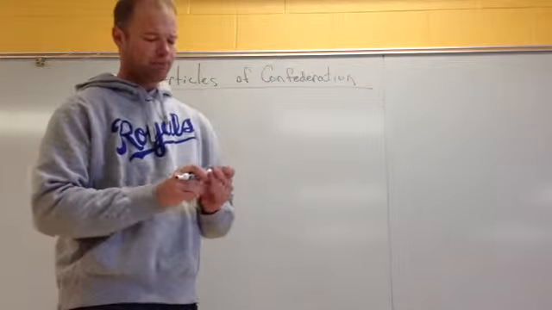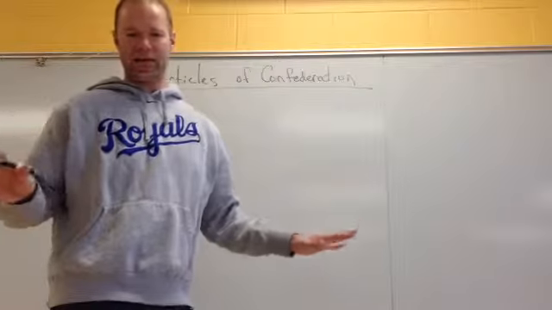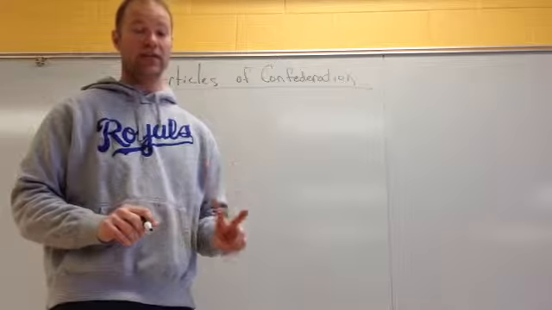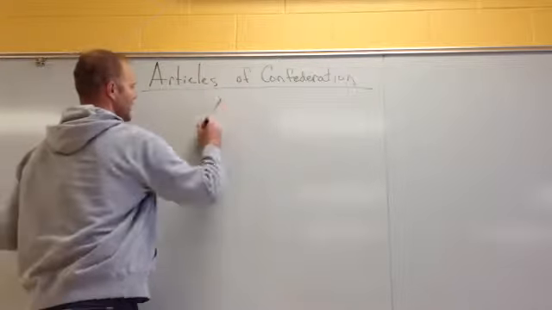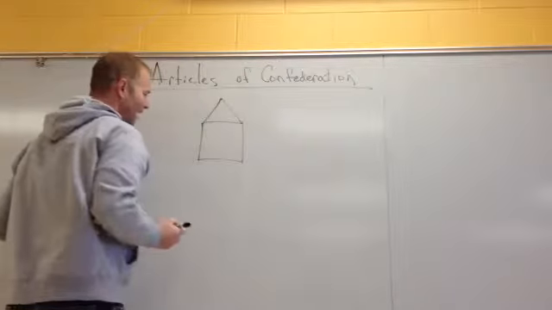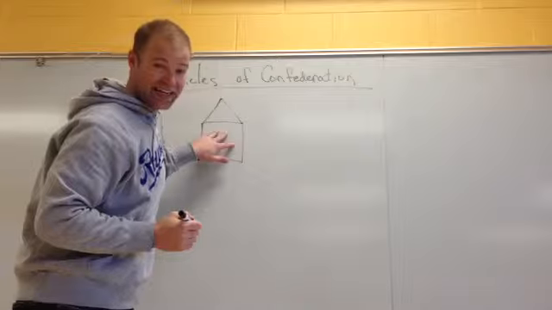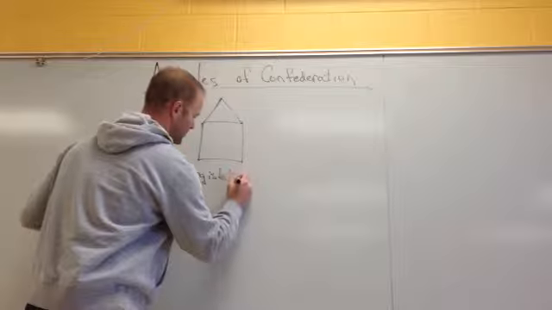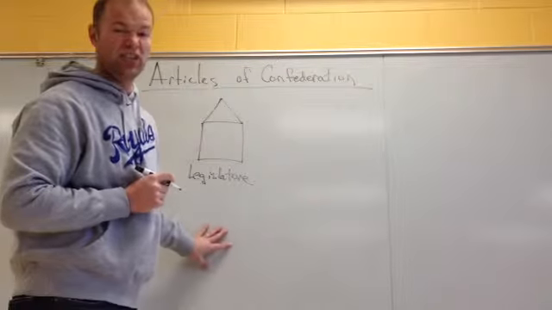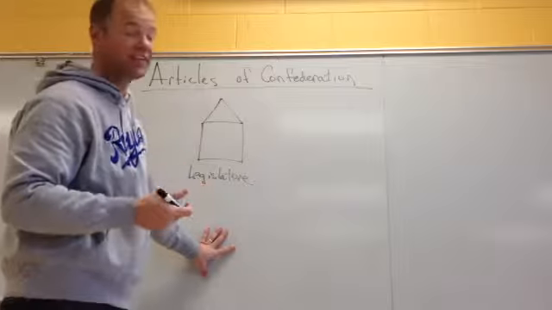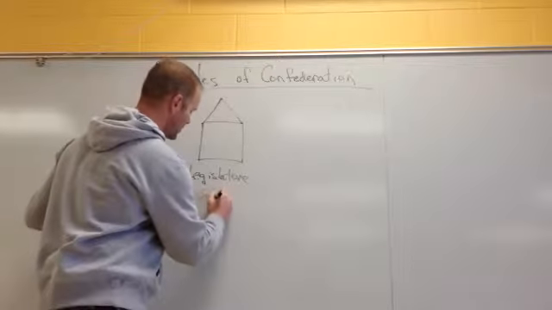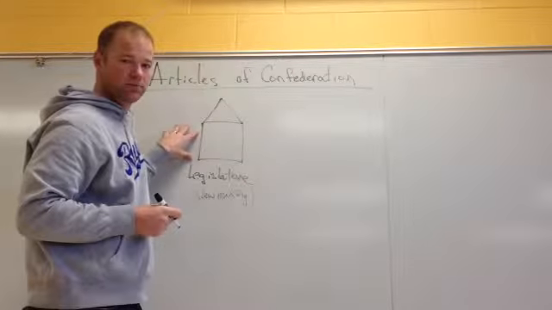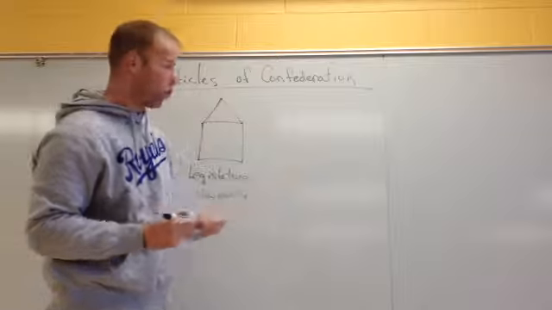You've heard the term bicameral thrown around, okay? Bicameral means two houses. The Articles of Confederation was unicameral. It had one house, and the house that it did have happened to be a legislature. So a legislature makes laws, comes up with ideas. So this is basically our lawmaking house. We didn't have a court system.